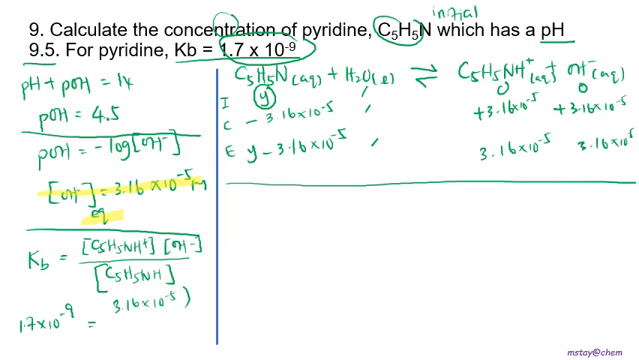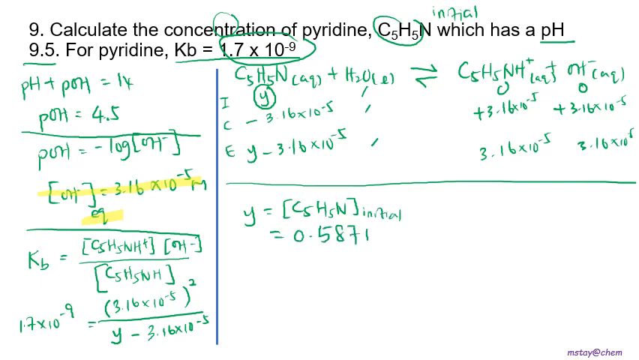Since both are the same, we can simplify it as its square, over the initial concentration of pyridine, which we have no idea, so we put a y value unknown in, minus 3.16 exponent negative 5. Press the calculator and you will get the y value, which refers to the initial concentration of C5H5N, equal to 0.587 molar.